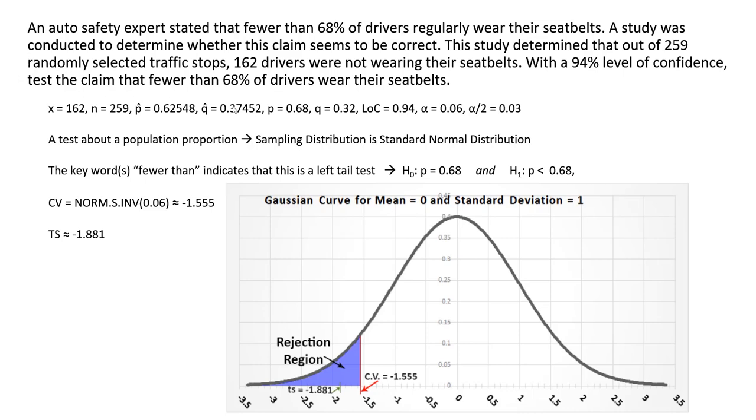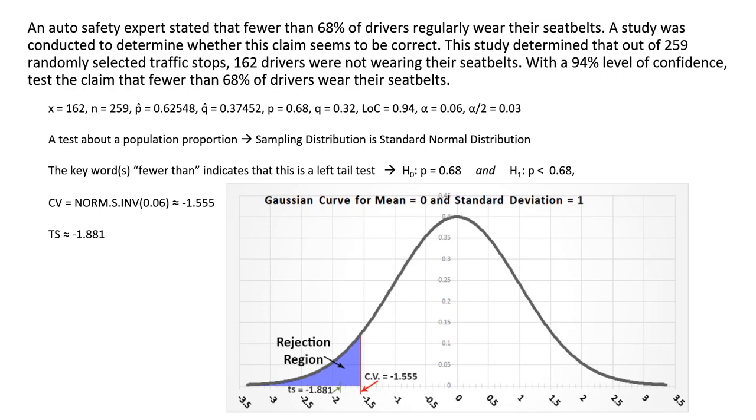Let's take a look at what we have. I'm not going to go through all of these things again. Let's just take a look at my critical value and my test statistic. My critical value is negative 1.555. My test statistic, which I have written down here, is negative 1.881. And the question is, does that test statistic fall within the rejection region? The answer is yes, it does.